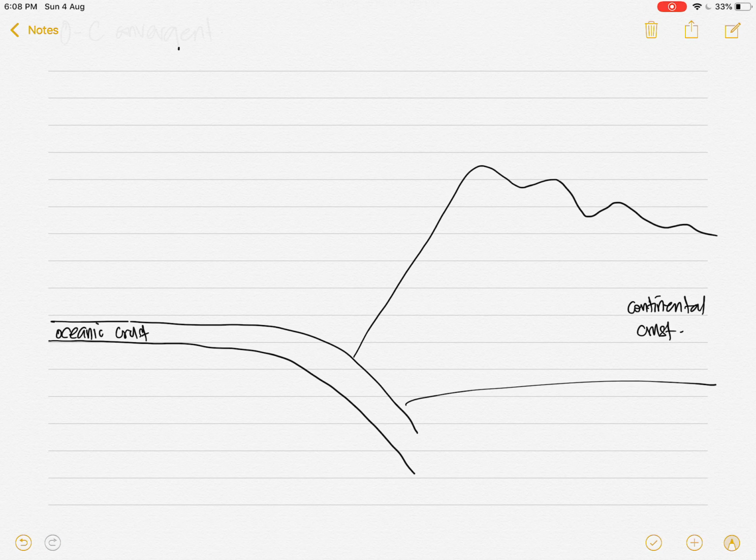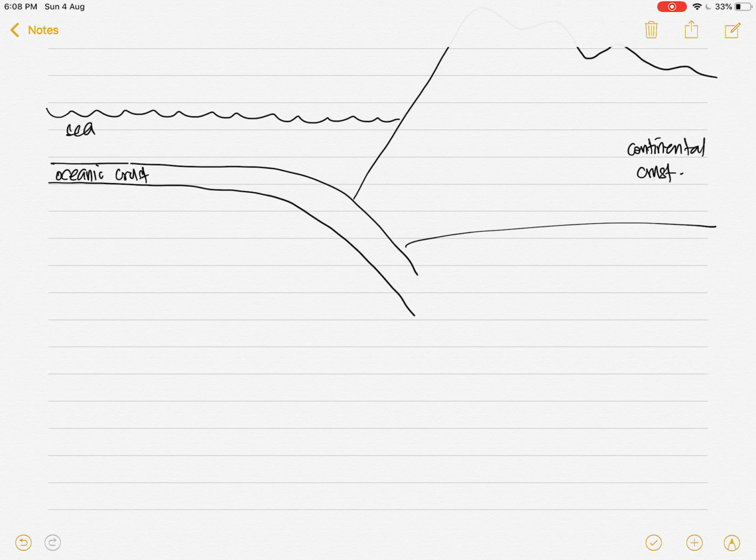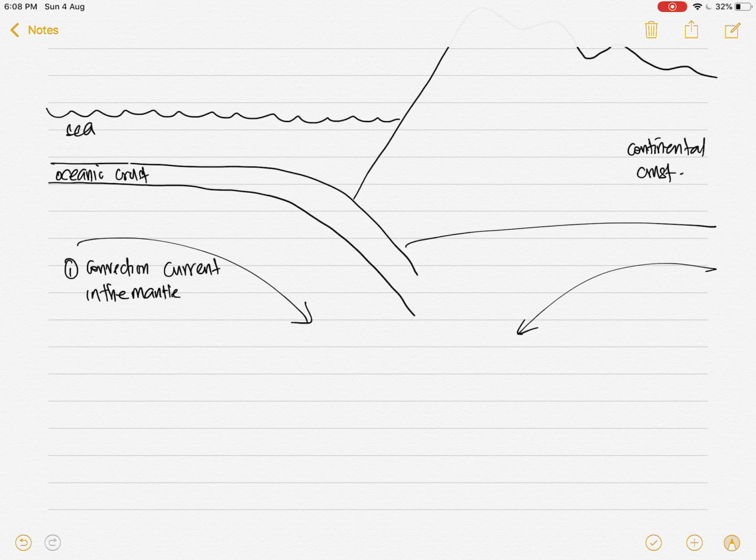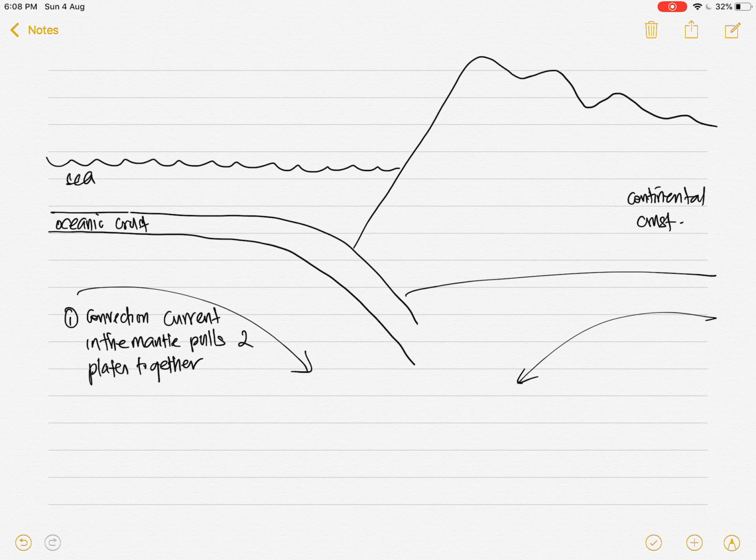Okay, now in our explanation, let me once again draw this. This is the sea level. Again, in our explanation, please make sure we label the processes, and it will always begin with convection current in the mantle. Convection current in the mantle pulls two plates together. The word together will help to indicate that this is a convergent plate boundary. So for this, there will be a compression force.